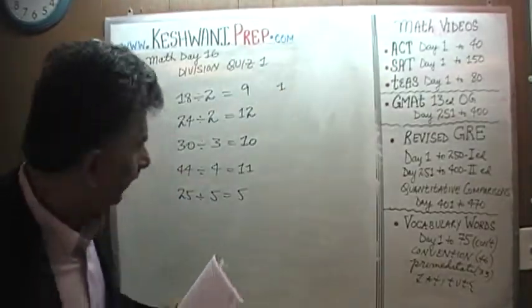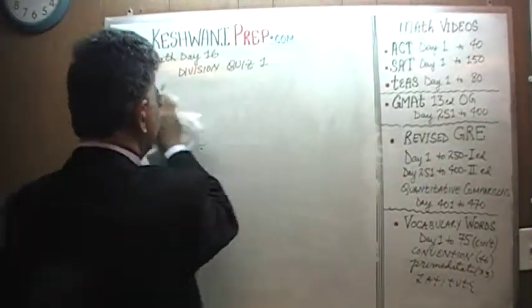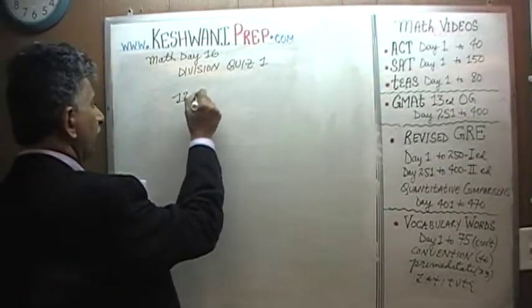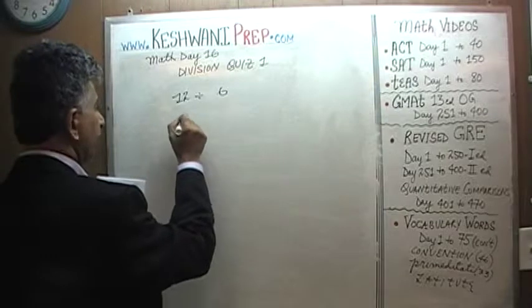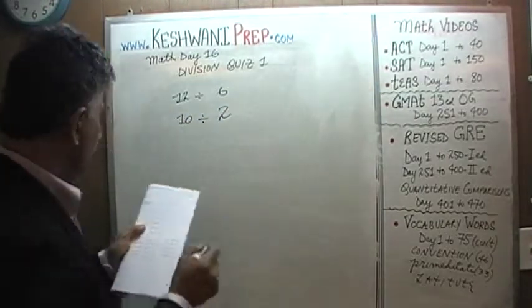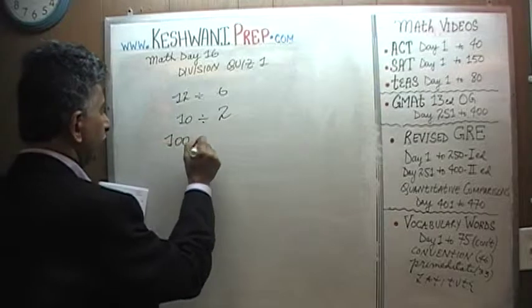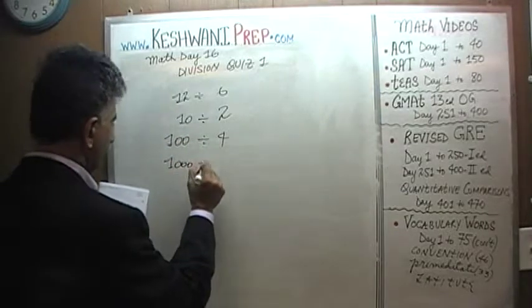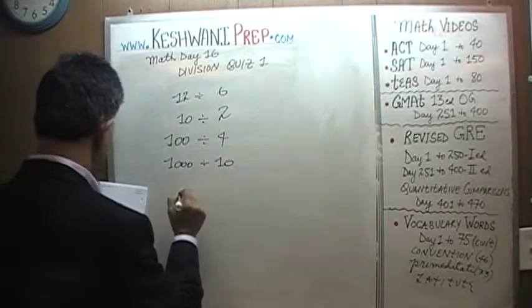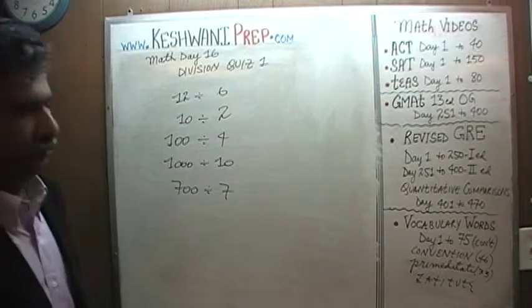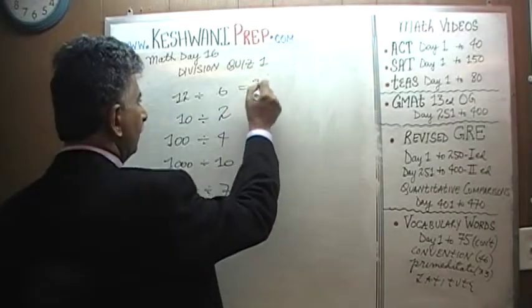Let's do it on this side again. 12 divided by 6. Do it yourself first as I'm writing them. As I write the problem, do them yourself. 100 divided by 4. 1000 divided by 10. 700 divided by 7.